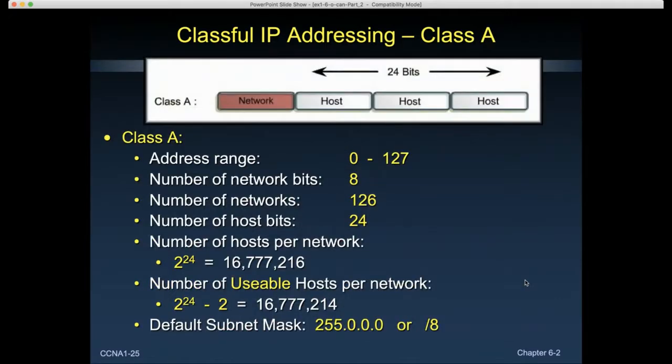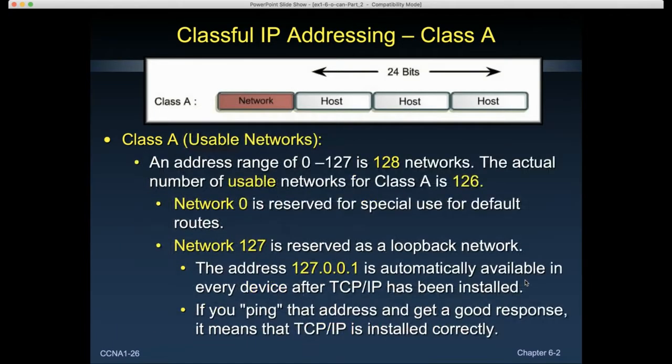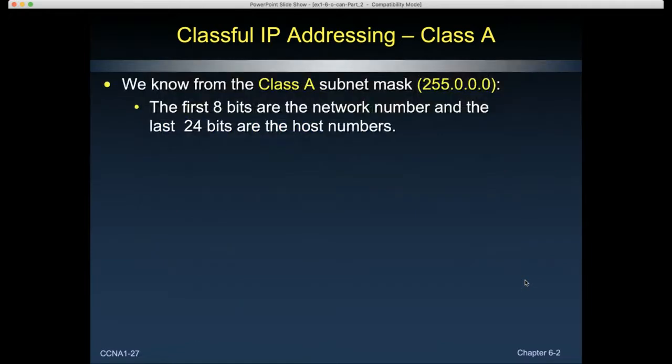Class A networks, the address range is 0 to 127. So there's 8 network bits, 24 host bits. This is a gigantic network because 2 to the power 24 is over 16 million. We lose 2 of those values. The 24 zeros is the network number, the 24 ones is the broadcast function. We don't get to use those. However, network 0 is reserved for the wildcard function for our routing. Static routing thing we'll do in a later course. 127, the whole 127 is reserved for the 127.0.0.1 loopback test, just to make sure that's working properly.